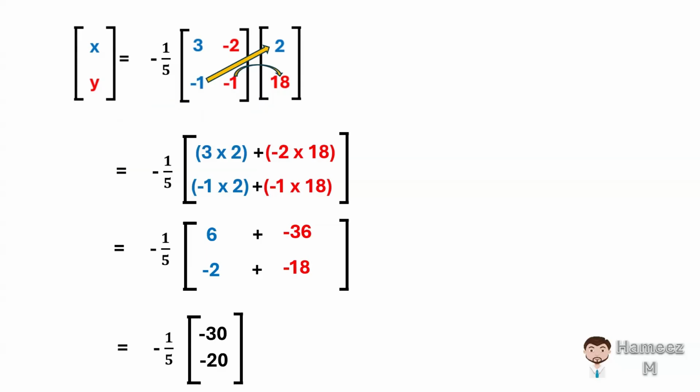So if we multiply by minus 1/5 each, a minus multiplied by a minus becomes a positive. 1/5 of 30, what's that going to give us? That is going to give us 6. And the minuses will cancel off each other. 1/5 of 20 is 4. So what that tells us is x is equal to 6 and y is equal to 4.